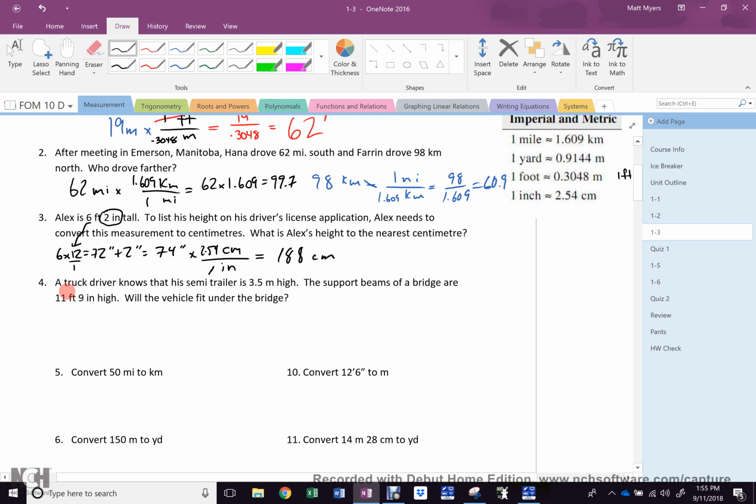Again, a real-life situation. I know my truck is 3.5 meters high because I'm a Canadian truck driver. I'm driving in the States. I got to drive under a bridge. In America, how do they measure heights? One sec, Jeremy. I see you. I'll get you in a sec. In feet and inches. So I'd better be able to do my conversions, yes?